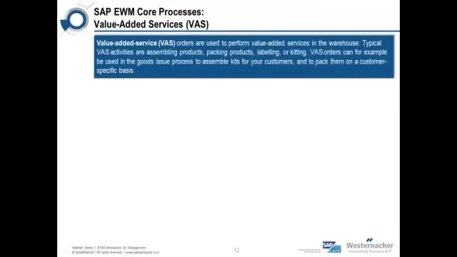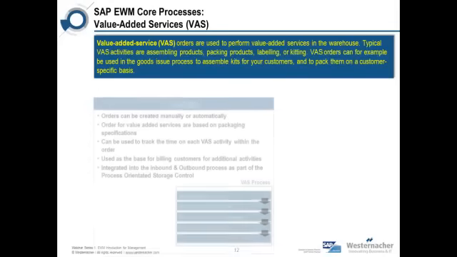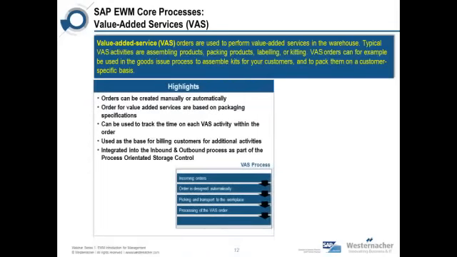The next core process is value-added services, or VAS. VAS orders are used to perform value-added services within the warehouse. Typical VAS activities include the assembling of products, the packing of products, labelling or kitting. VAS orders can, for example, be used in the goods issue process to assemble kits for your customers and to pack them on a customer-specific basis. VAS orders can be created manually or automatically.